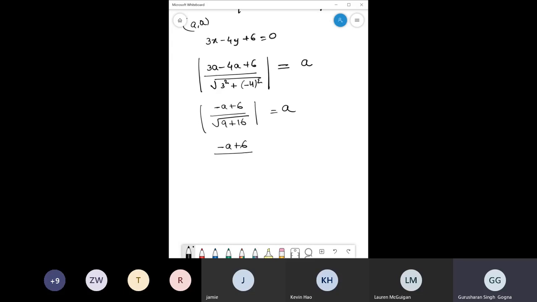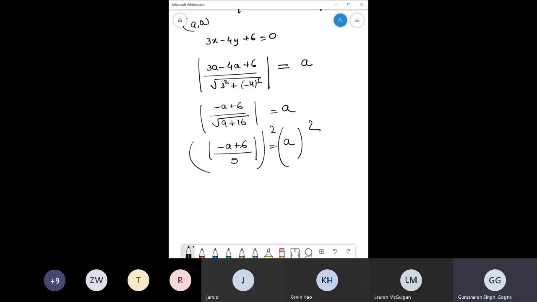9 plus 16 is 25. Square root of 25 is 5, equals a. Okay, now what to do? You have a on the other side and you have a mod. You cannot just ignore mod here, so you need to square both sides. Why do we need to square both sides here? Because we don't know whether minus a plus 6 is positive or negative.